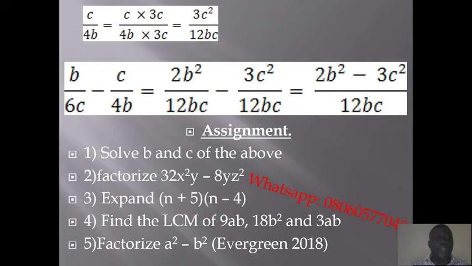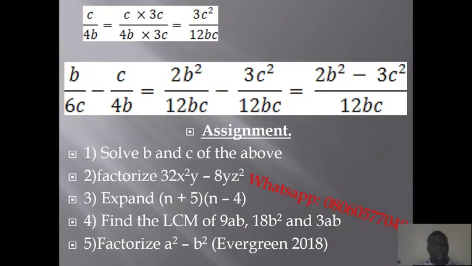We look at the next fraction, c all over 4b. We look at the denominator again. How can I make 4b become 12bc? If I use 3 to multiply 4, it becomes 12. If I attach c to it, it becomes 12bc. Since I'm using 3c to multiply the denominator, I will also use 3c to multiply the numerator. So c times 3c gives 3c squared, and 4b times 3c gives 12bc. So we now have 3c squared all over 12bc.